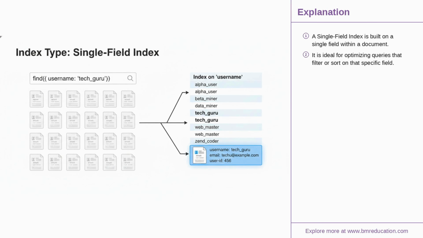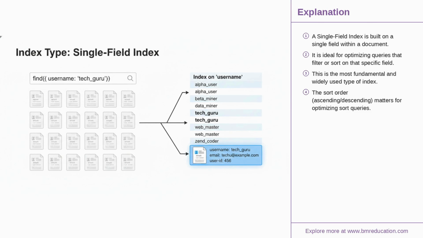The index we just created on the email field is the most common type, a single field index. As the name suggests, it creates a sorted index on just one field. This type of index is the perfect solution when your application frequently queries or sorts on a specific individual field, such as a unique username, a product ID, or a status code.